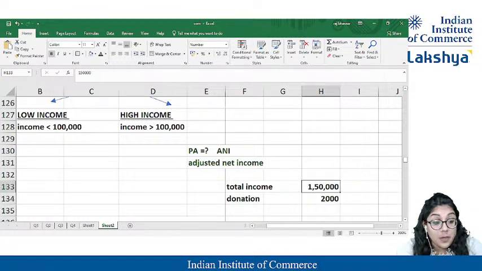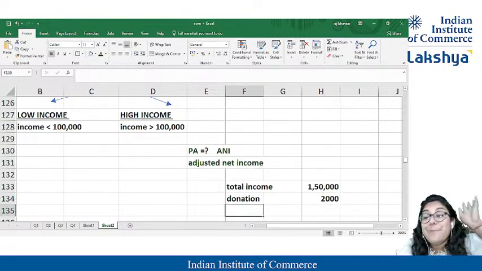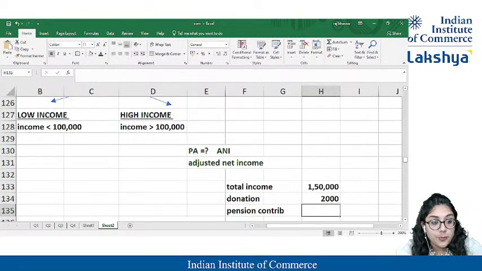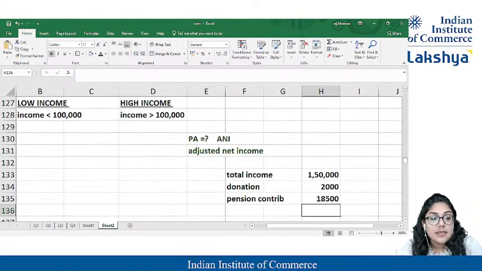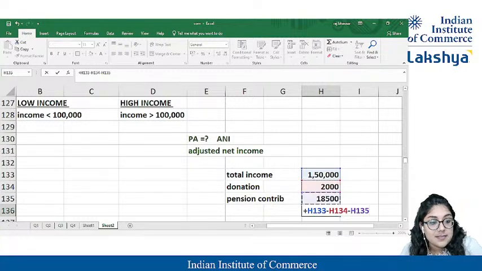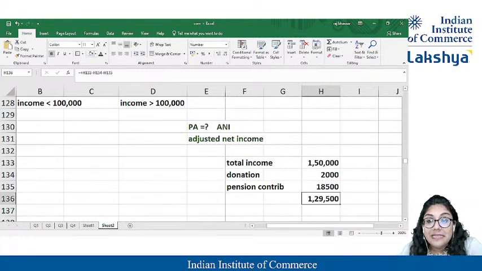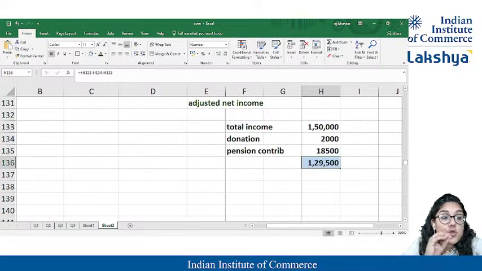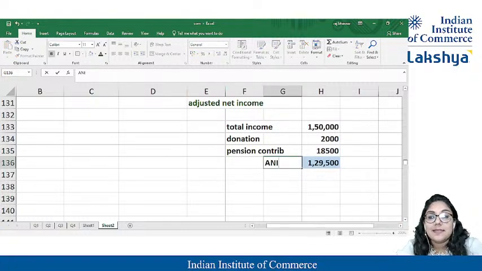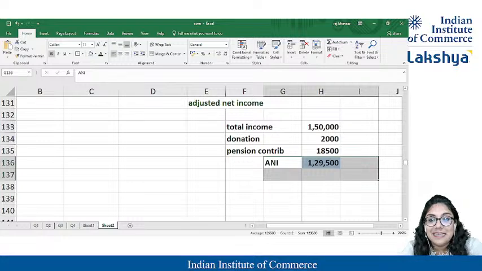If I have contributed to my personal pension, let's say I have contributed 18,500. Guys, what is my leftover income? This minus this minus this. So I will have this much in hand. This is nothing other than ANI. This is known as my adjusted net income.